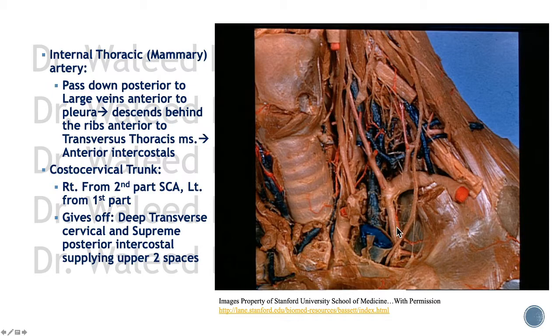The costocervical trunk. We said the right one arises from the second part of the subclavian, while the left one arises from the first part of the subclavian. It goes backwards, deep in the neck, and ends by dividing into superior and inferior branches, supplying the back aspect of the posterior triangle and the ventral aspect of the trapezius. And that's it about this artery.